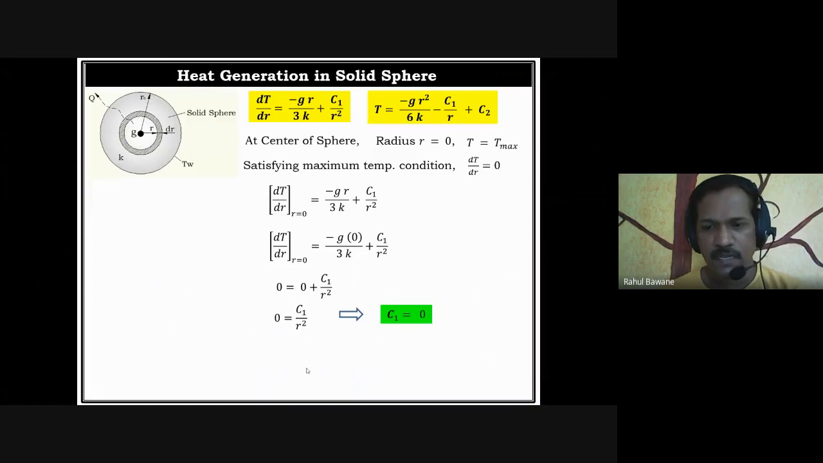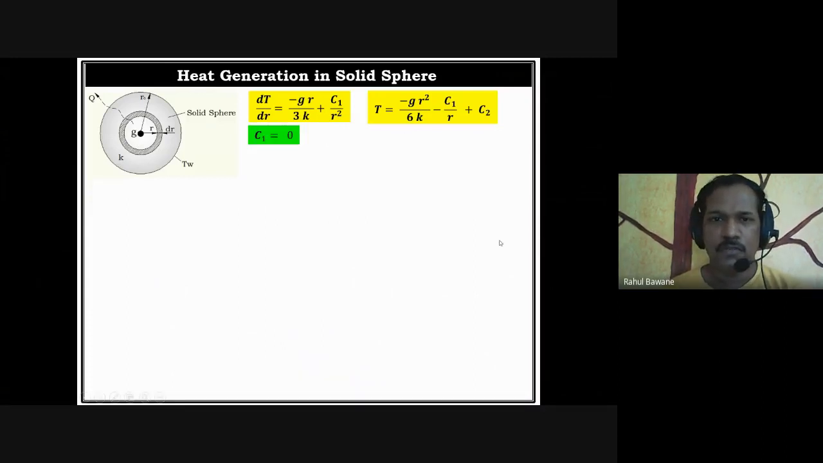Now we know the value of C1, so put this C1 value in dT by dr. At radius r equals 0, our dT by dr equation becomes minus g r upon 3k. So this is our dT by dr at the center. So we get the value of C1. Now we are interested in finding the value of C2. Till now we have the dT by dr equation, the temperature distribution equation, and we found the value of C1.